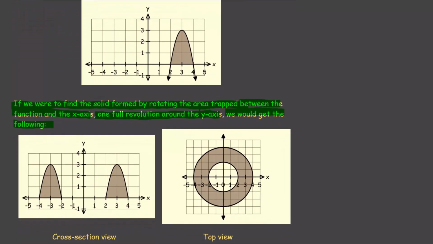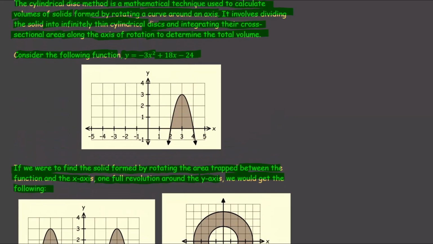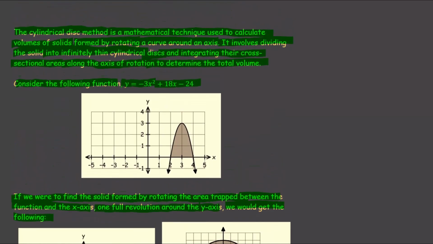So looking at it from the side, the cross-sectional view, it would look like that. Looking at it from the top, it looks like that. So it's a bit of a funny shaped donut type structure. Now we're going to look at doing this by this method using the cylindrical disc.